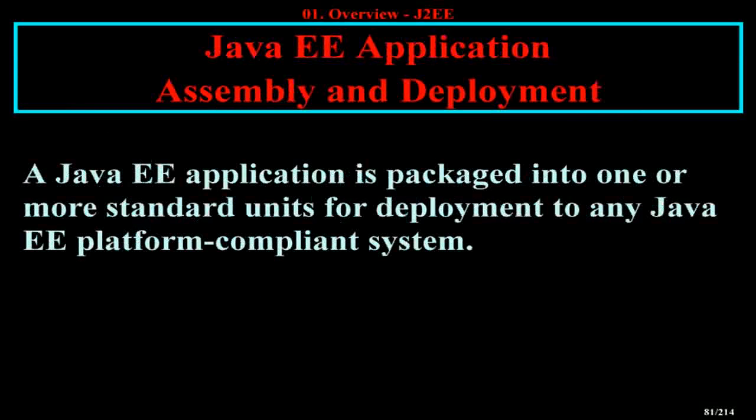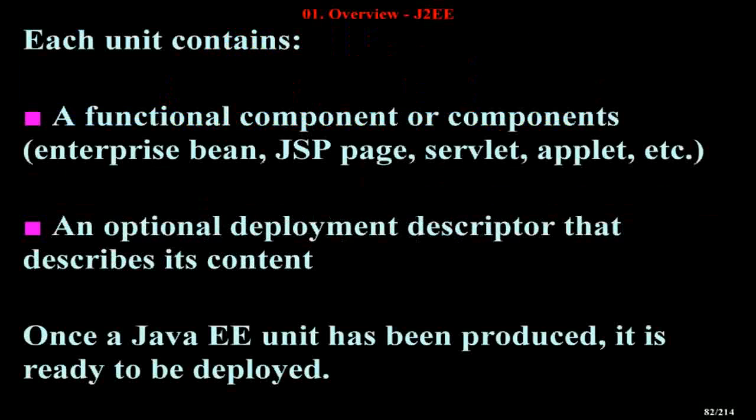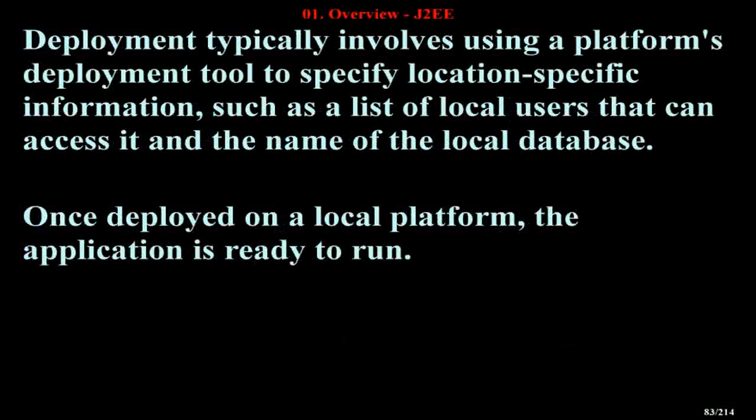Java EE Application Assembly and Deployment. A Java EE application is packaged into one or more standard units for deployment to any Java EE platform compliant system. Each unit contains a functional component or components, such as an enterprise bean, JSP page, servlet, applet, etc., and an optional deployment descriptor that describes its content. Once a Java EE unit has been produced, it is ready to be deployed. Deployment typically involves using a platform's deployment tool to specify location-specific information, such as a list of local users that can access it and the name of the local database. Once deployed on a local platform, the application is ready to run.